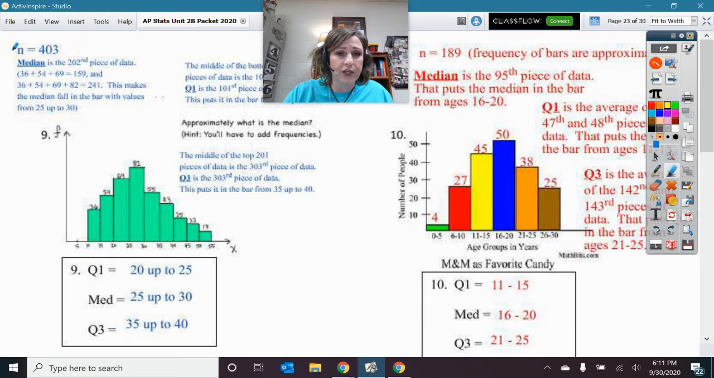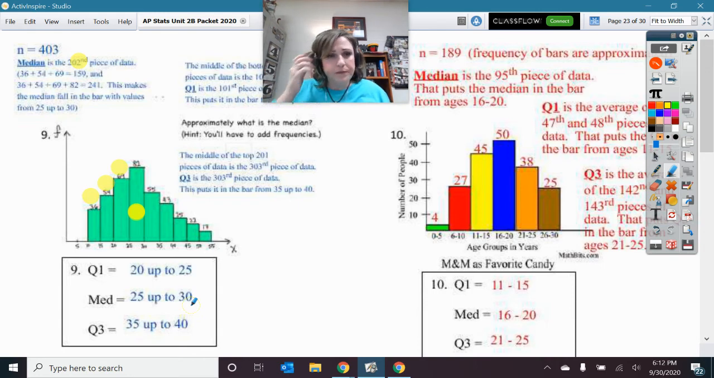We had this 403. So you would split the data, 403 pieces of data, to see where is the piece of data that's right in the middle. And the piece of data right in the middle was the 202nd piece of data. So I count up 36 plus 54 is 90 pieces of data. And I go into this bar here, that takes me up to 159 pieces of data. So I haven't gotten to the 202nd piece of data yet. So if I go to 82, then that takes me past 202. So that's telling me that somewhere in this bar here is the 202nd piece of data, and that 202nd piece of data then is the median. So the median is in this bar from 25 up to 30.